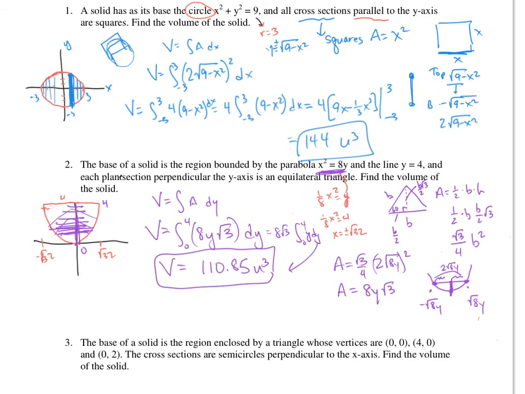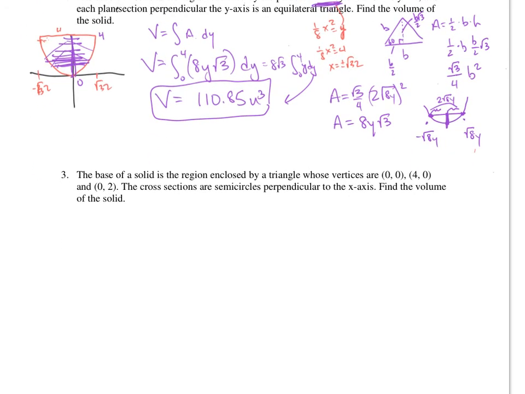Okay, moving on to number 3. Let's take a look at what we got here. Number 3: the base of a solid is a region enclosed by the triangle whose vertices are (0, 0), (4, 0), and (0, 2). The cross sections are semicircles perpendicular to the x-axis.